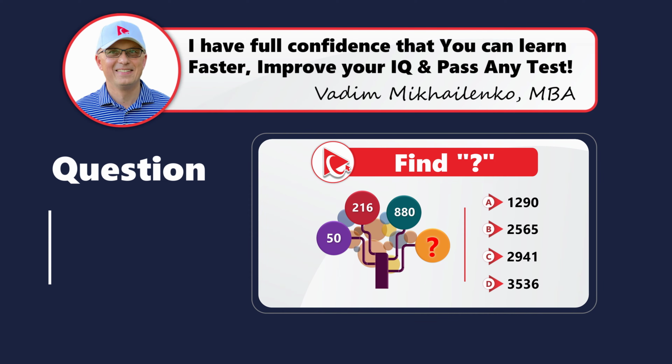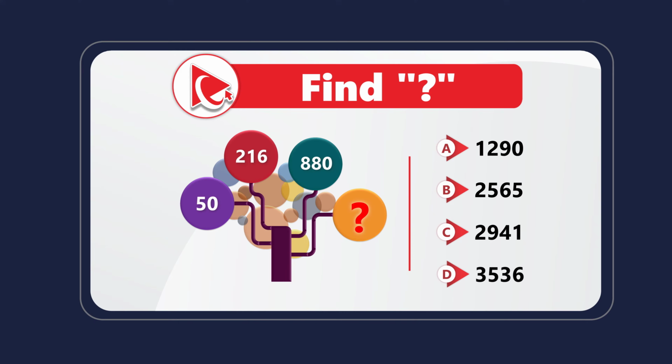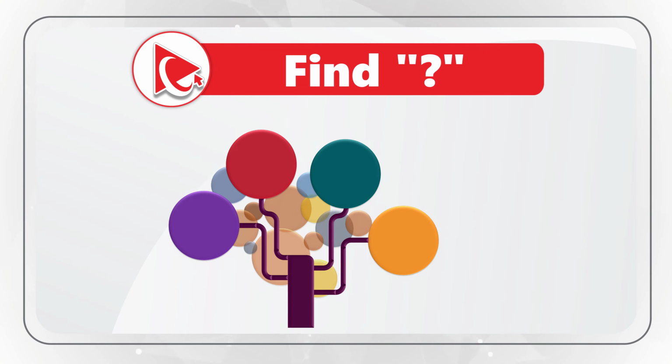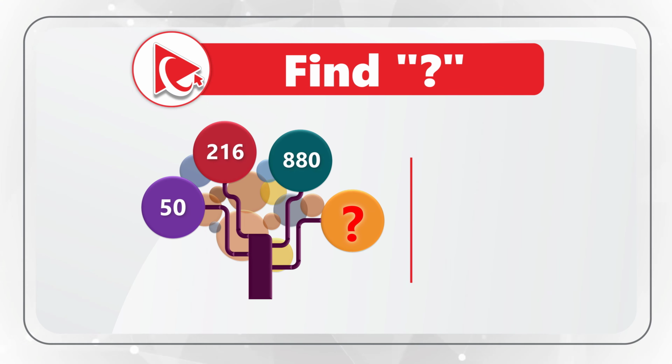Here's an amazing question where we need to find the missing number. You're presented with a tree-like structure, and it has the numbers in the circles on the top. The numbers are, if we start from the left, 50, 216, 880, and then comes the missing number. You need to calculate and select the missing number out of 4 possible choices.